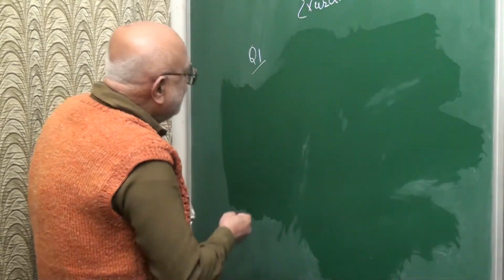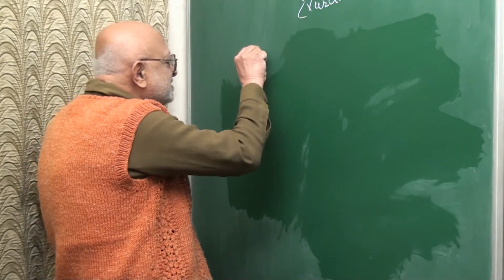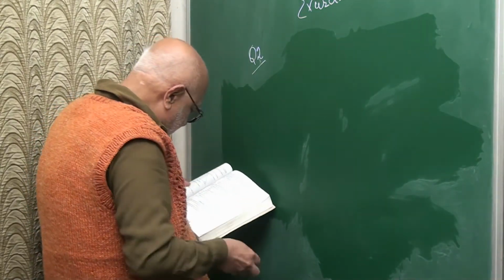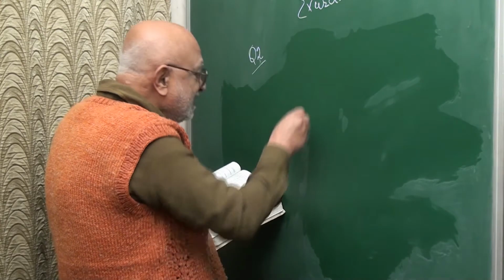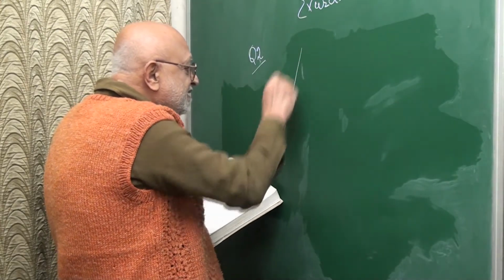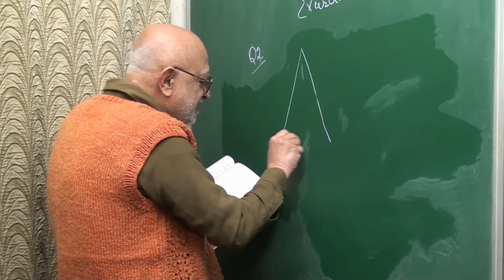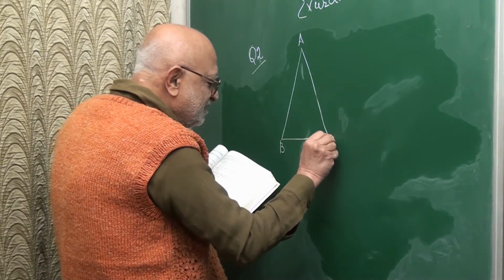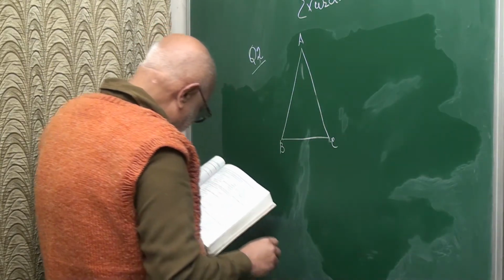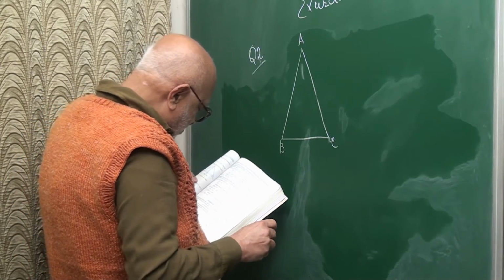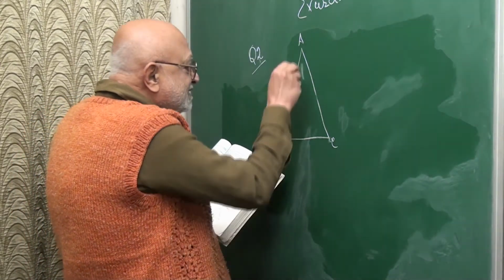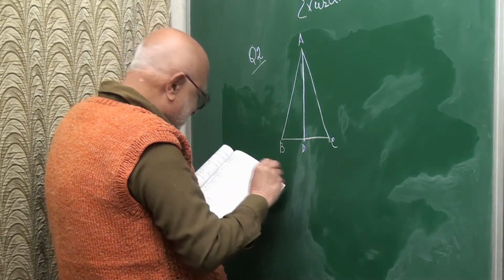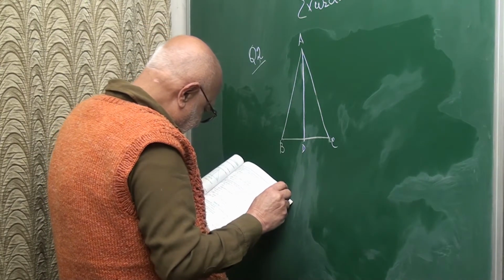Okay, let's go to question number 2. Question number 2 says, now there is a triangle ABCD. In a triangle it cannot be ABCD, it can be only ABC, because there are only 3 vertices. So AD is the perpendicular bisector of BC.